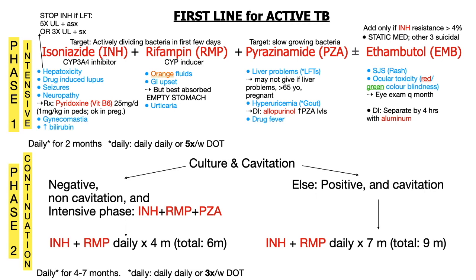Phase 2 medications are taken daily for 4 to 7 months. So once again, depending on the culture and stuff. But in this case, daily can mean daily, or 3 times a week, with each dose being an observed dose. And that wraps up this quick overview.